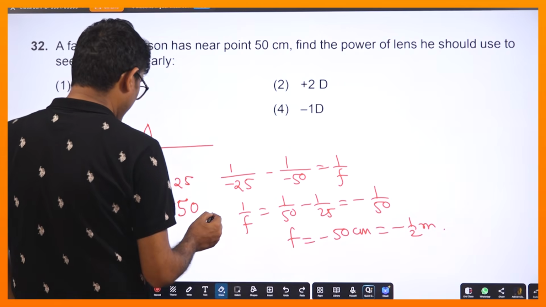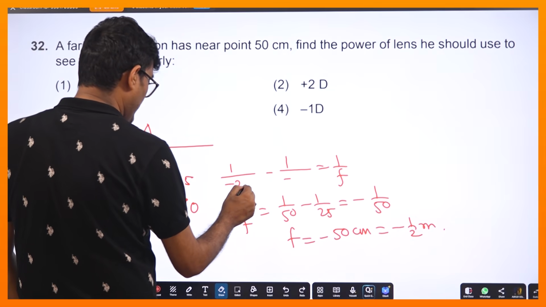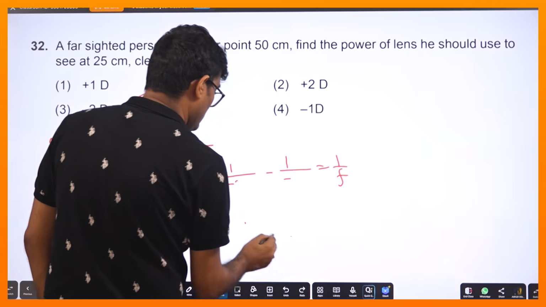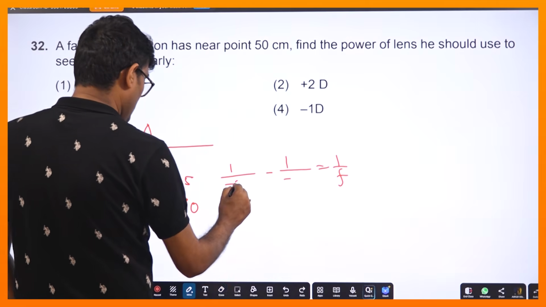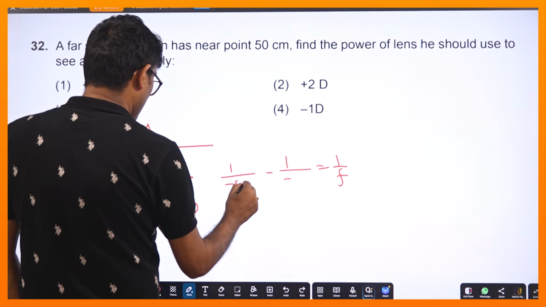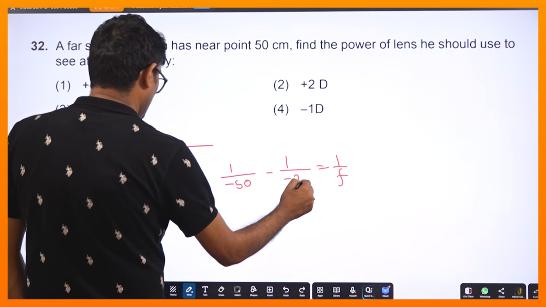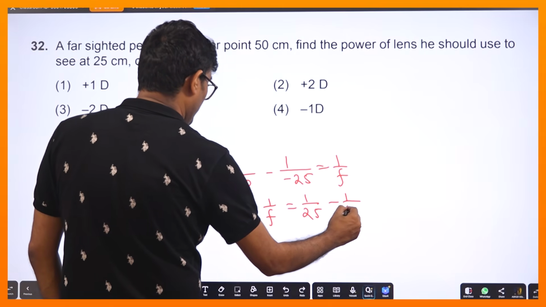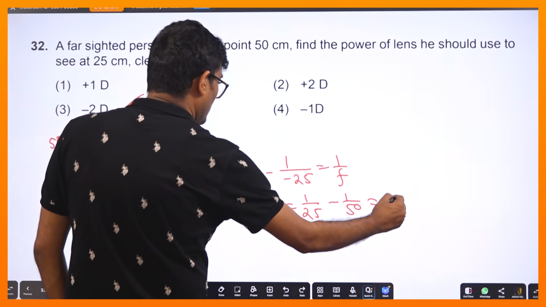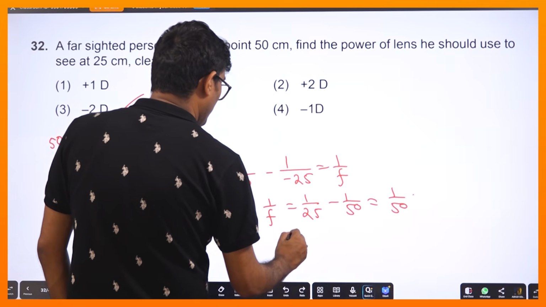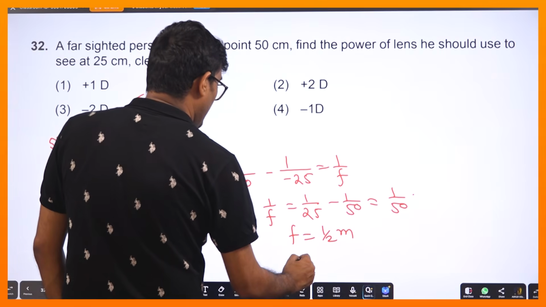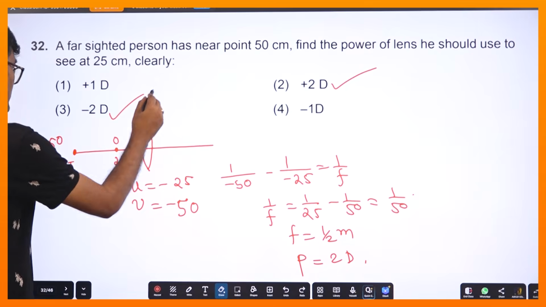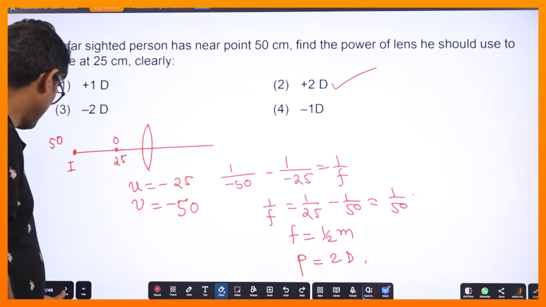If u is equal to minus 25 and v equal to minus 50, then my calculation goes like this. 1 by v minus 1 by u. So 1 by f is equal to 1 by 25 minus 1 by 50. So it is 2 by 50 minus 1 by 50, 1 by 50. So focal length is equal to half meter and the power is equal to 2 diopter. So plus 2 is the correct option. Minus 2 is not the correct option. Plus 2 diopter is the correct answer.